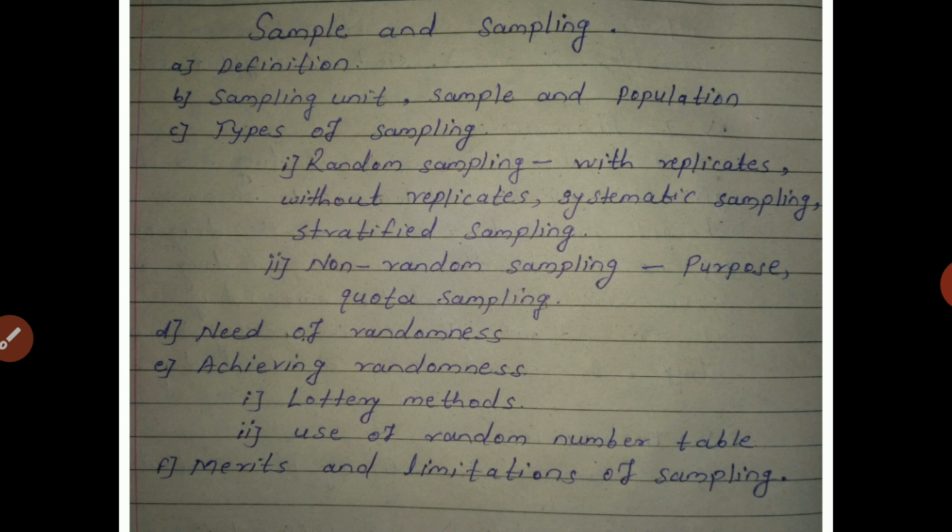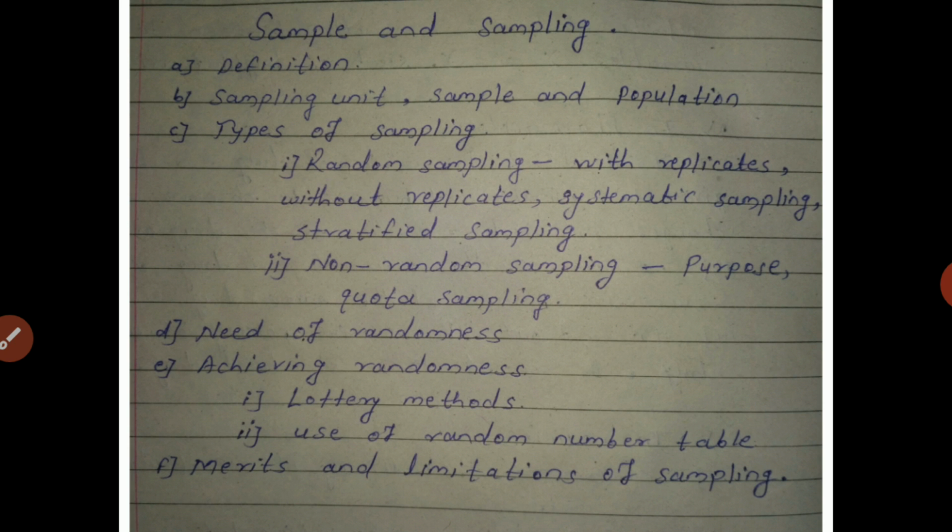There are two types of sampling, that is random sampling and non-random sampling. Random sampling is further divided into with replicate random sampling, then without replicate random sampling, then systematic sampling and stratified sampling. Then non-random sampling, that is purposive and quota sampling.